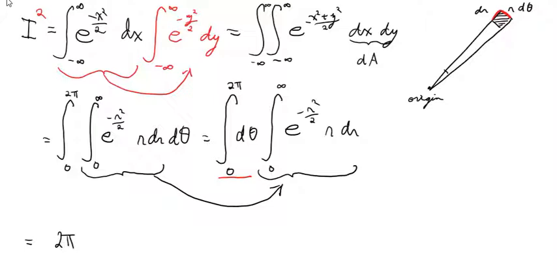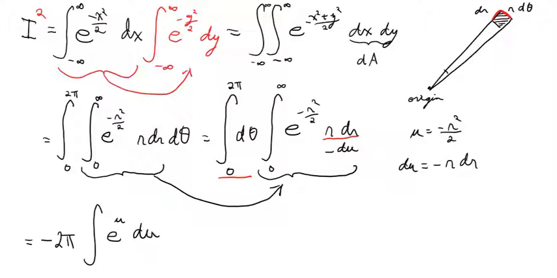Now for this second improper integral here, let's make the substitution that we've always wanted to make, namely u equals minus r squared over 2. So that means that du is equal to minus r dr. So this r dr here is just equal to minus du. So let's bring the minus sign out in front. And then we've got the integral e to the u power du.